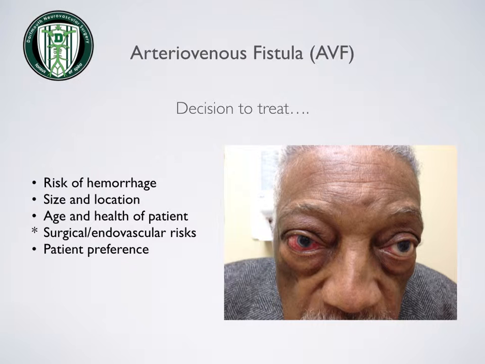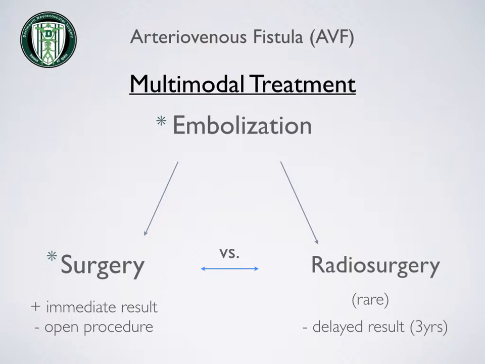The decision to treat AV fistulas is based on their location, risk of hemorrhage, age and health of the patient, risks of the procedure, and of course, patient preference. In most cases, patients are treated with embolization or catheter-based therapy. In some cases, open surgery is required. Radiosurgery, while being done on occasion, is very rarely offered.